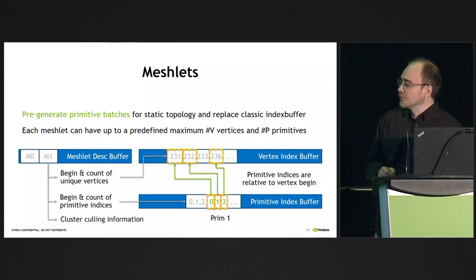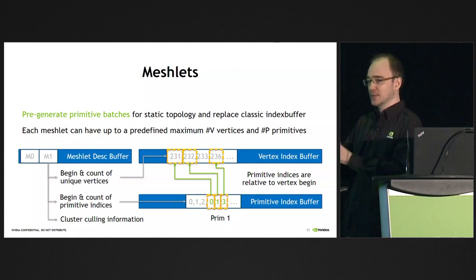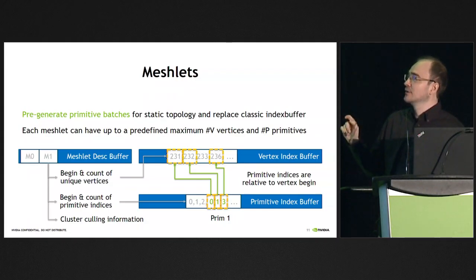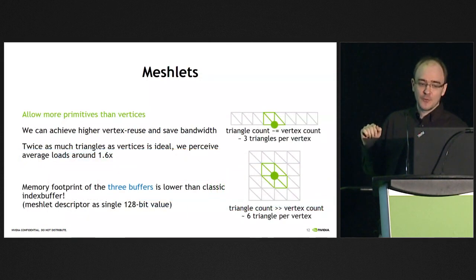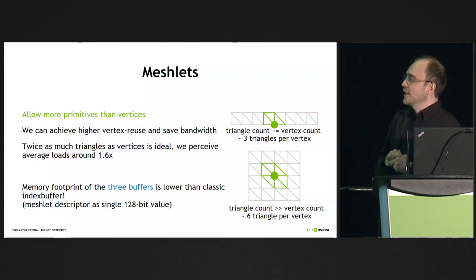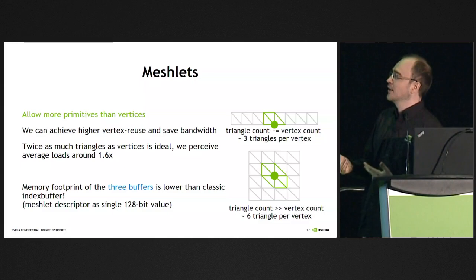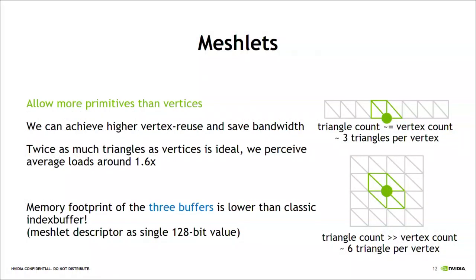For every meshlet, we can also add additional information to cull the entire cluster of triangles, so the entire batch. Let's say we store a tiny bounding box with it. And those 3 buffers are actually smaller in most cases than our original index buffer. Why is that? We also do away with the limitation. Before, these batches had a maximum of 32 vertices and 32 triangles. But now we go towards the ideal, which is twice as many triangles as vertices.